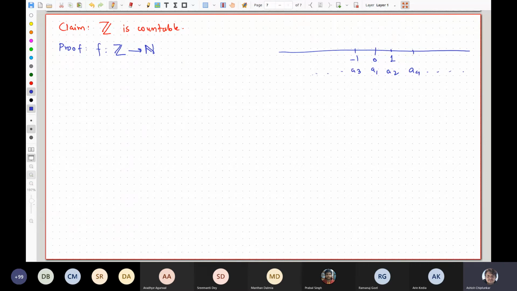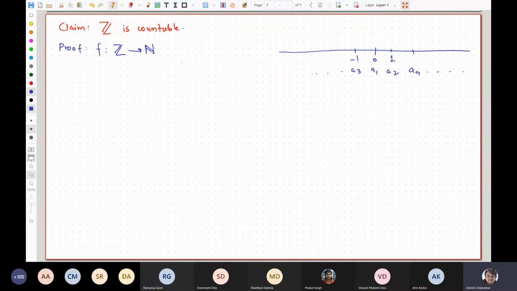Vedant, did you have some different idea? No, sir, I was going to say the same thing. Okay, anybody else, Ananya or Ramanuj, did you have something else? So you can just define this as a function. Exactly, how do you cleanly define it as a function?